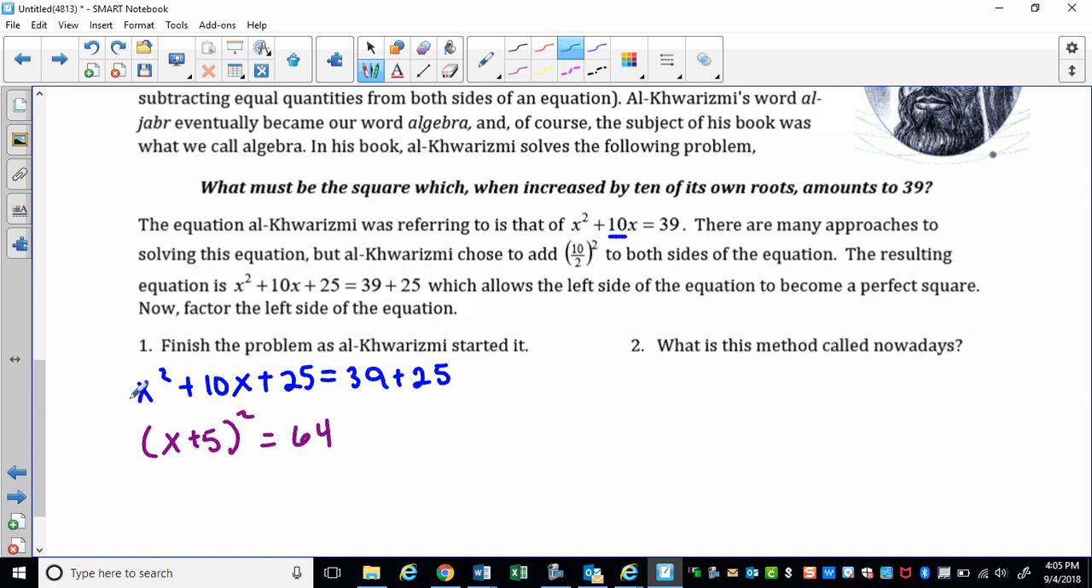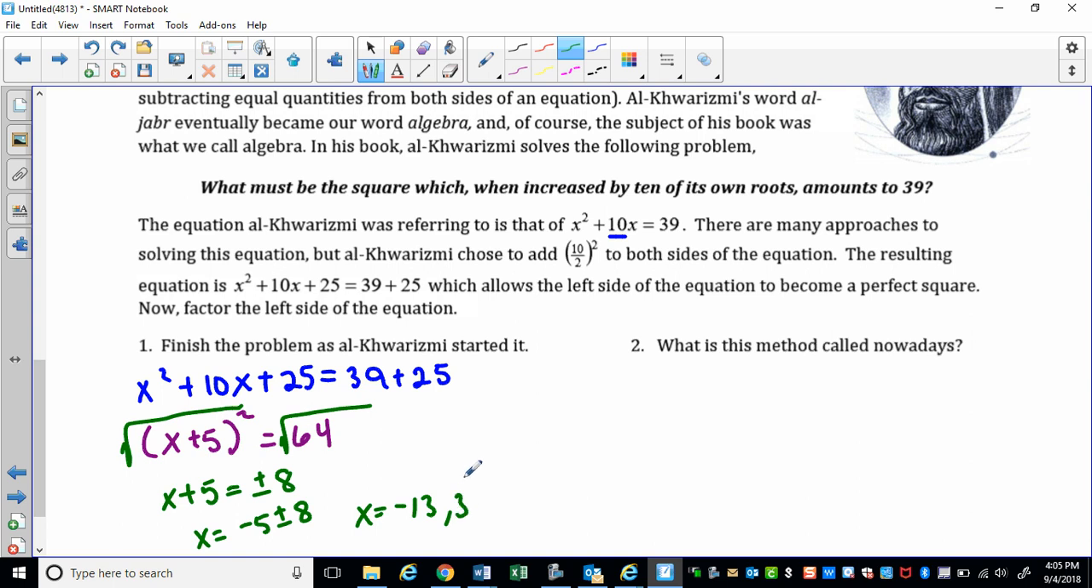What I'm going to do is take the square root of both sides, okay? So we have x plus 5 equals, 8 times 8 is 64, plus or minus 8. And now I'm going to subtract the 5 to move it to the right-hand side. So x equals negative 5 plus or minus 8, okay? So I'm going to just rewrite it. x equals negative 5 minus 8, which is negative 13, and then negative 5 plus 8 is 3. Okay, that's pretty awesome. What did we just do?